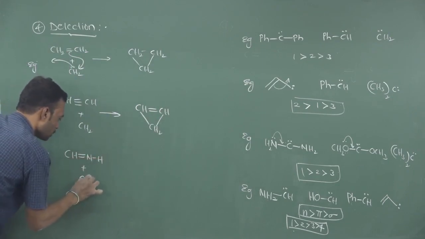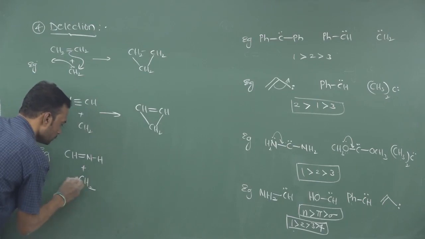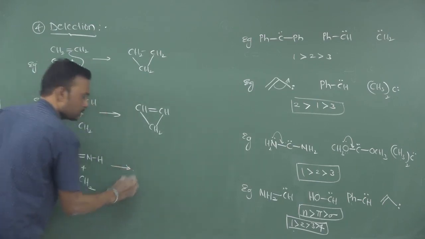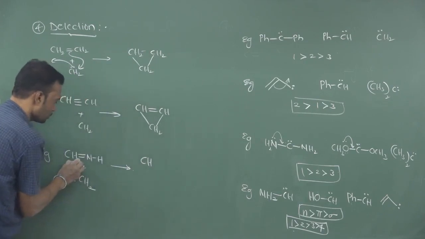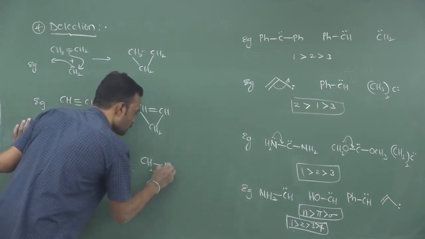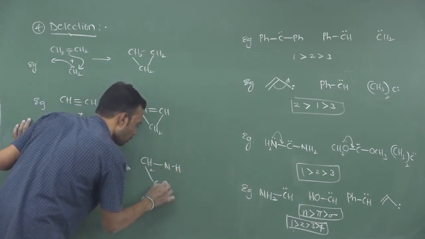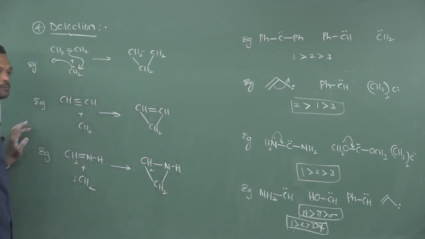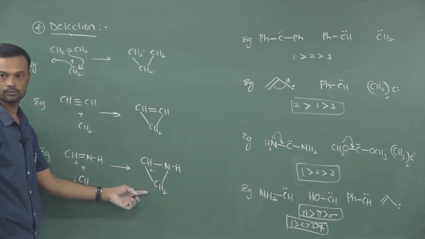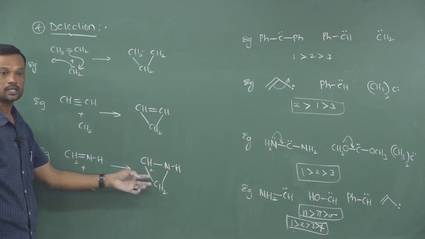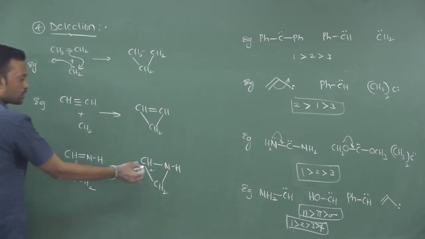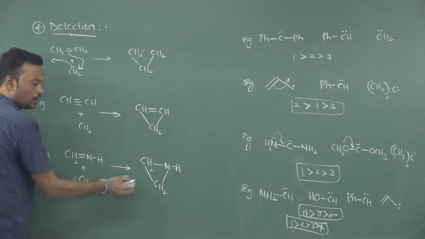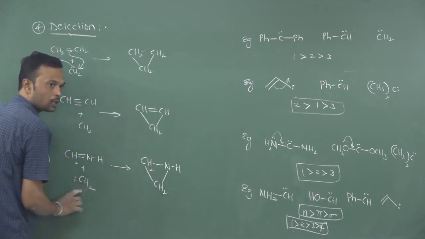Next, you can also add imines. When imines are added to carbene, what happens? So what is your answer? Now can I add like this? This is CH2. Now this is CH2, nitrogen with one nitrogen. Can I write one more carbon? What is this? Aziridine.